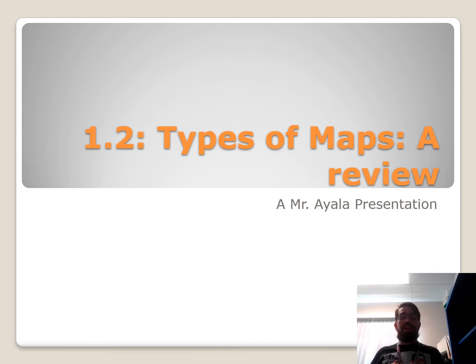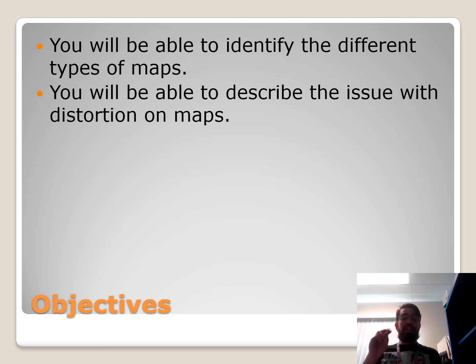This is Mr. Ayala with your notes for 1.2, types of maps review. As always, please make sure that you're writing your notes as we go and answering the questions as they appear on the Edpuzzle. So let's get started. This section has two major objectives. You should be able to identify the different types of maps and describe the issues with distortions on a map.